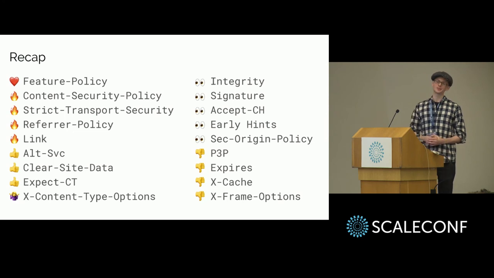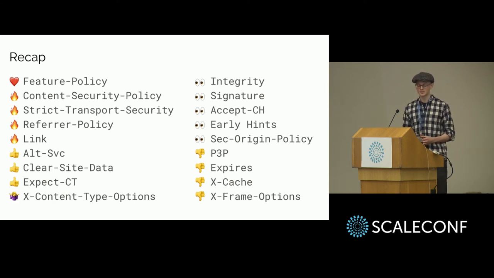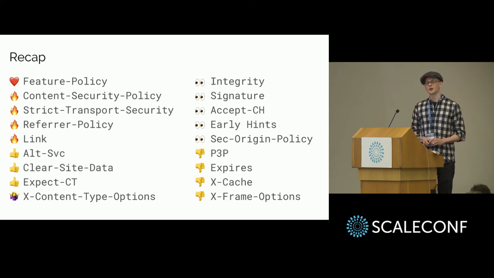So recapping over the headers that we've talked about today, feature policy is amazing. Please go and read about it if you don't know about it already. Content security policy, strict transport security, referrer policy, and link have value to almost every site on the web. So if your site doesn't use them, it probably should, and you should probably look into what value you should be setting for your site. Alternative services, clear site data, and expect certificate transparency have utility in certain use cases. So if those use cases apply to your site, you should be using them.